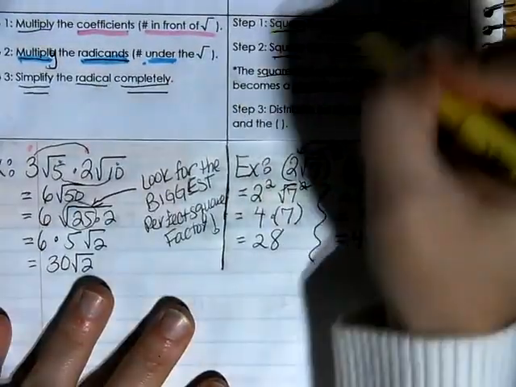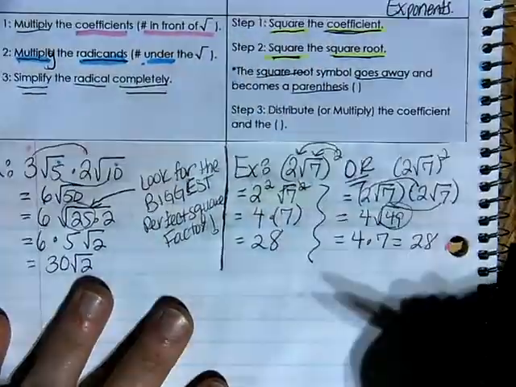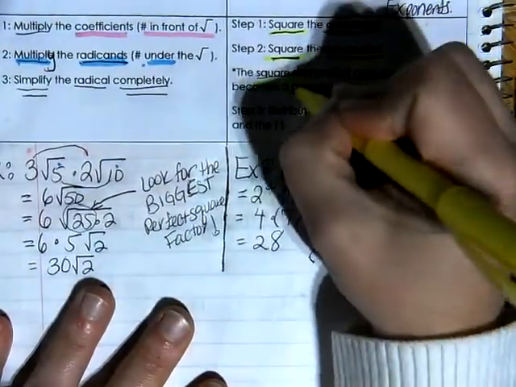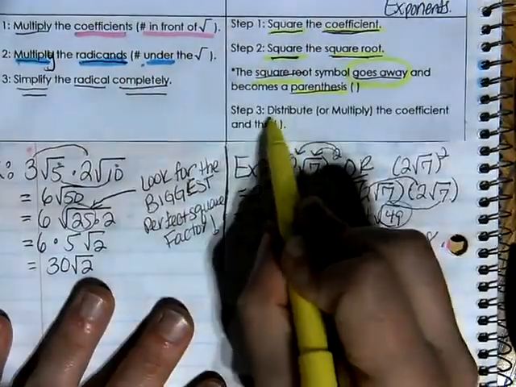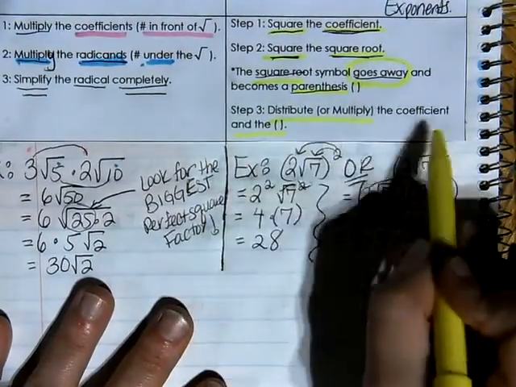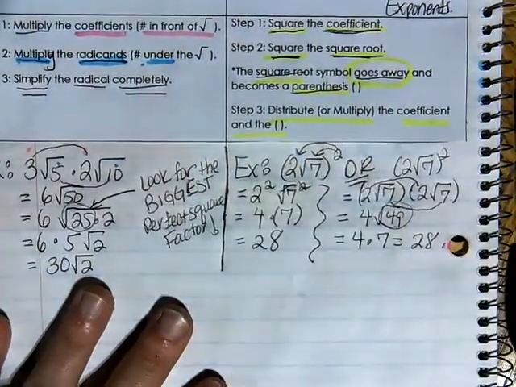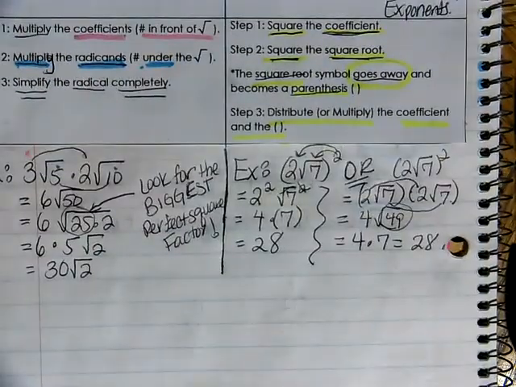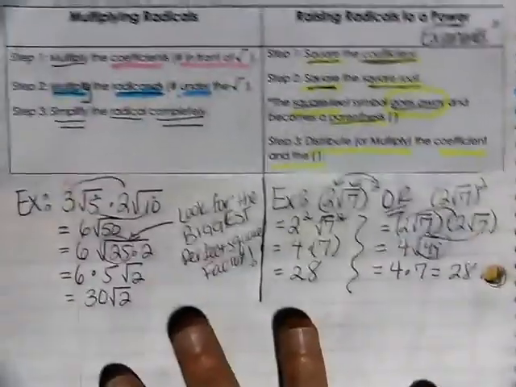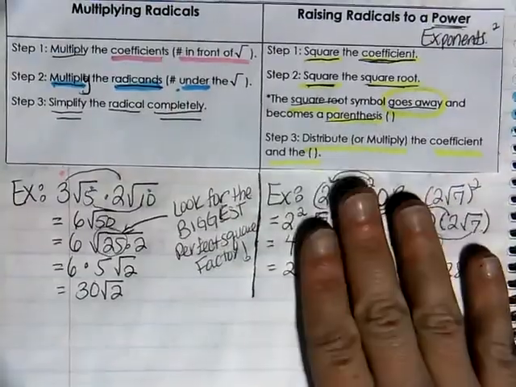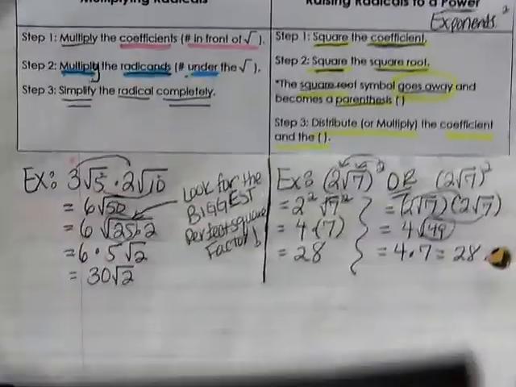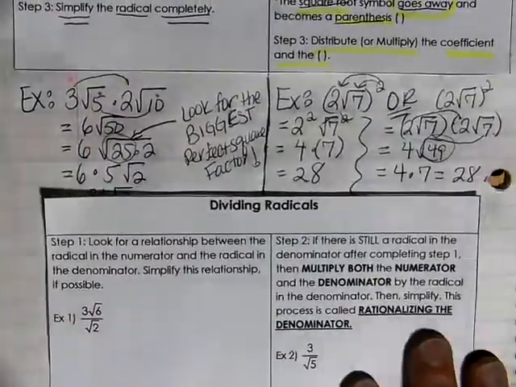You would square the coefficient, square the square root. The square root symbol goes away and becomes a parentheses, and then you would distribute or multiply the coefficient and the parentheses, and that's what we did to get the answer of 28. So far we've talked about simplifying, multiplying radicals, raising radicals to a power, and now we're going to talk about dividing radicals.